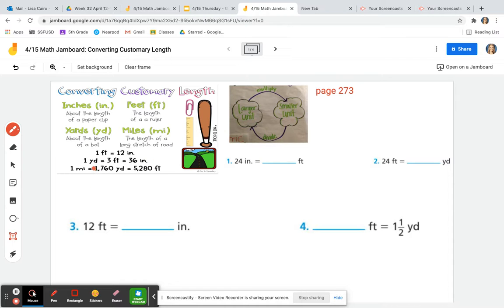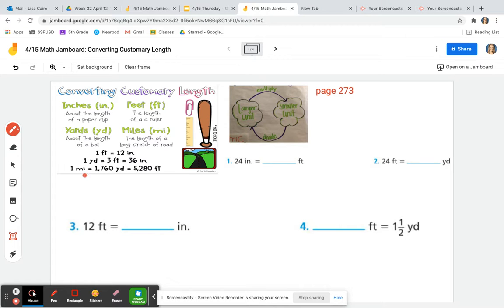So for example, 1 yard is about the length of a baseball bat. There's 3 feet in 1 yard. So if we lined up 3 rulers, it would be about the length of a baseball bat. And in 1 yard, there's 36 inches. So if we were to line up 36 paper clips, it would be about the length of a baseball bat.